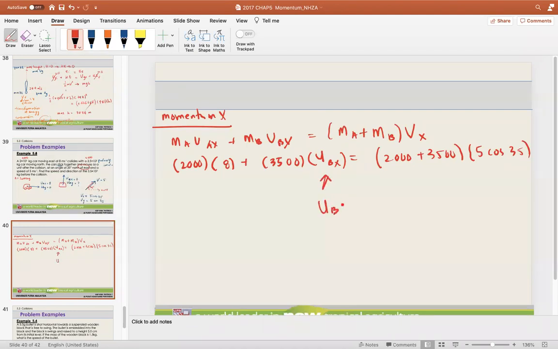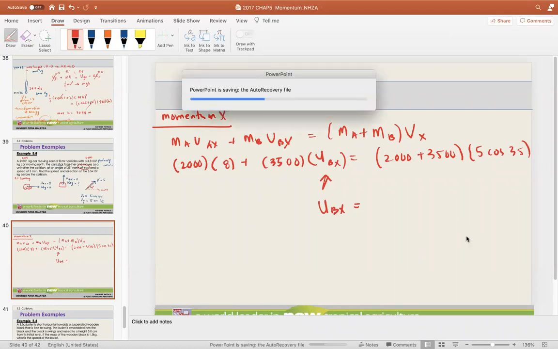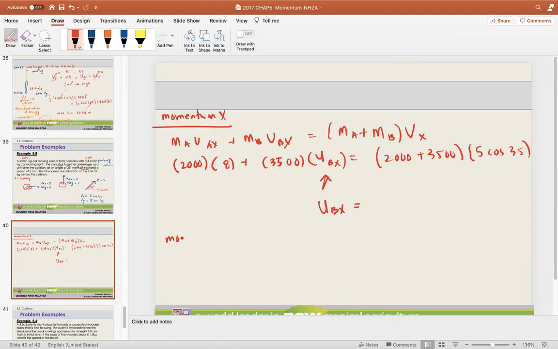So can anyone tell me what UBX is? Thank you. Find the speed and direction before the collision. And then I'm going to write the momentum Y. Okay, so that is MA UBY plus M.